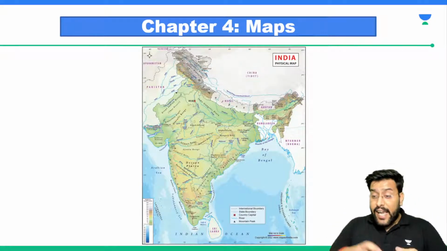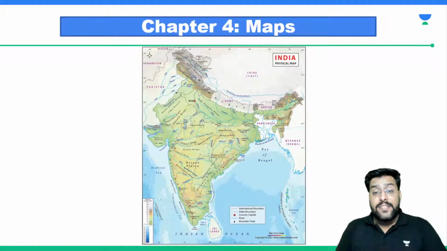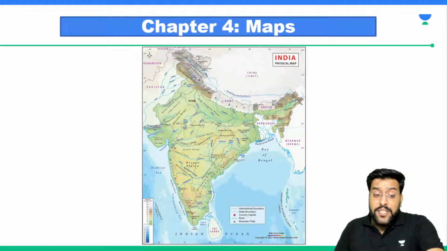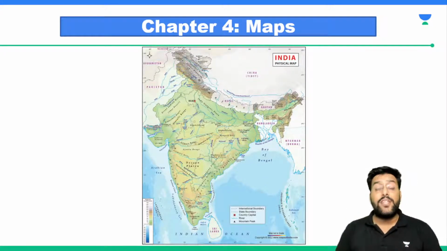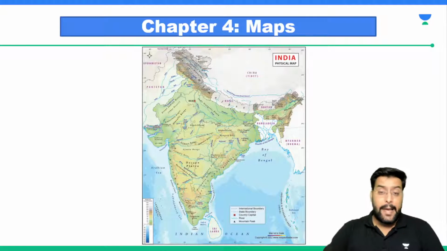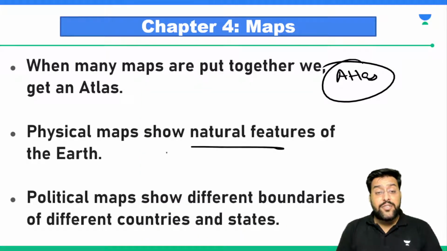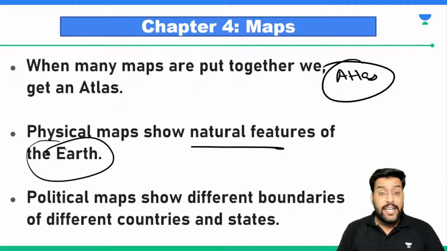So the maps which represent all those features that are naturally present are known as what? They are known as our physical maps. Are we following it? So physical maps show us natural features of the earth. Everything that is occurring naturally on the earth will be showcased in our physical maps.